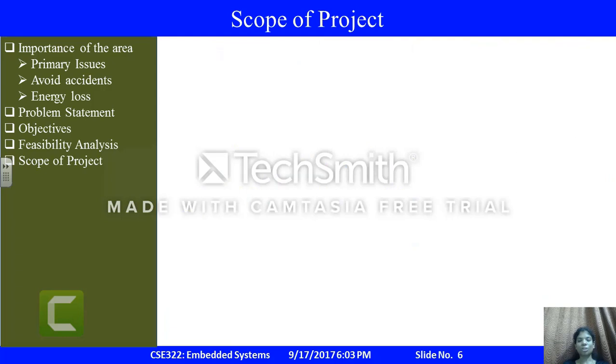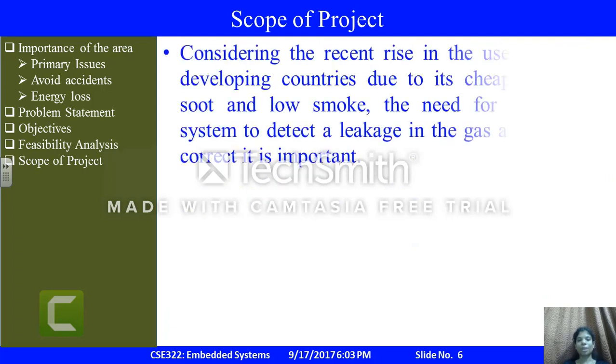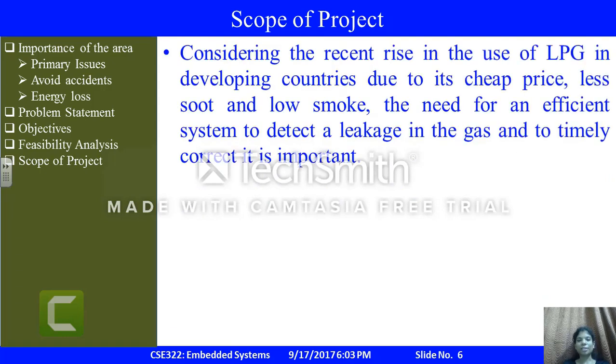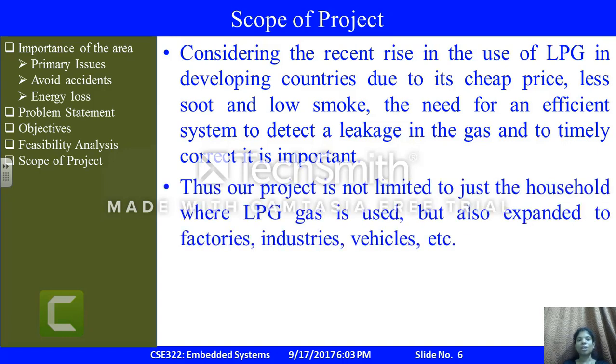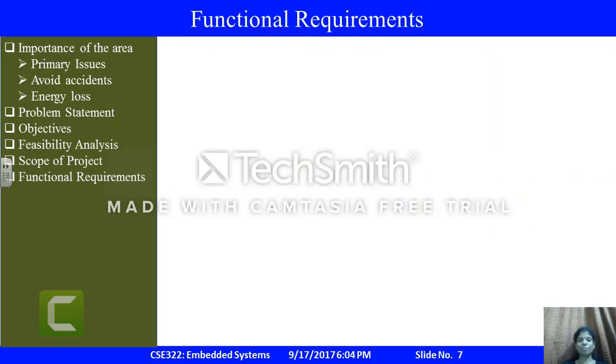This is the scope of the project. Why do we use this project? Considering the recent rise in the use of LPG in developing countries due to its cheap price, less soot and low smoke, the need for an efficient system to detect the leakage in the gas and to correct it in time is important. Thus, the project is not limited to just households where LPG gas is used, but is also expanded to factories, industries, vehicles, etc.